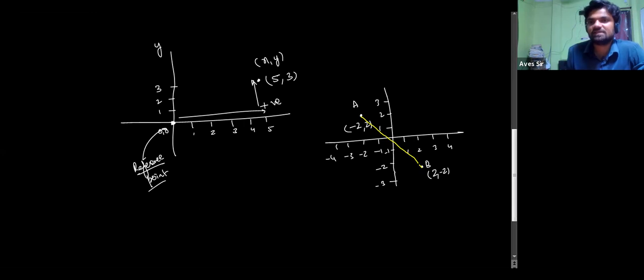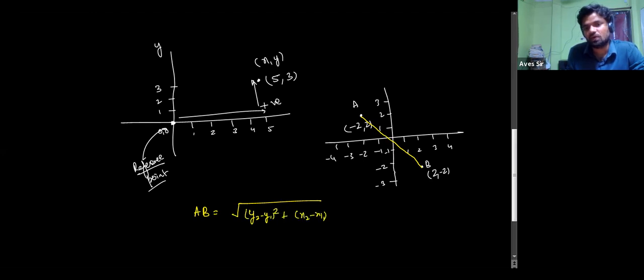So the distance can be calculated with the help of a distance formula, and that is given by: you can simply write that the distance between these 2 points, if I'm saying AB, is the square root of (y2 minus y1) whole square plus (x2 minus x1) whole square. Okay, so you can simply use this formula, and you can easily calculate the distance.